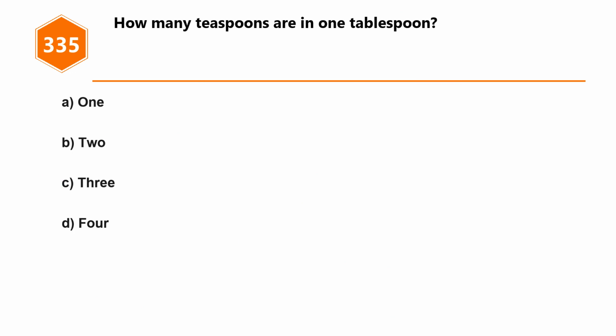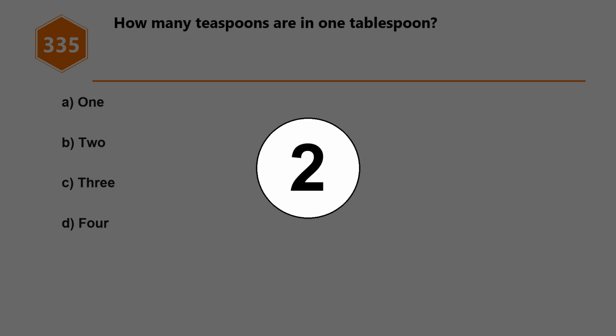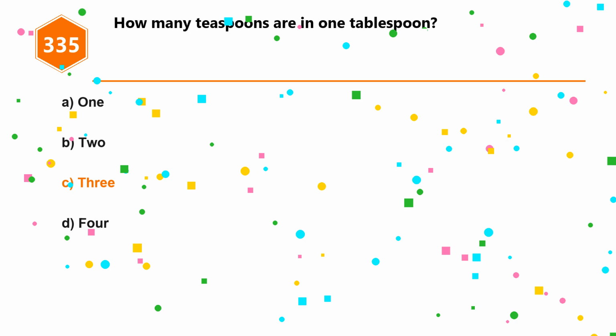Question 335. How many teaspoons are in 1 tablespoon? Option A, 1. Option B, 2. Option C, 3. Option D, 4. The correct answer is option C, 3.